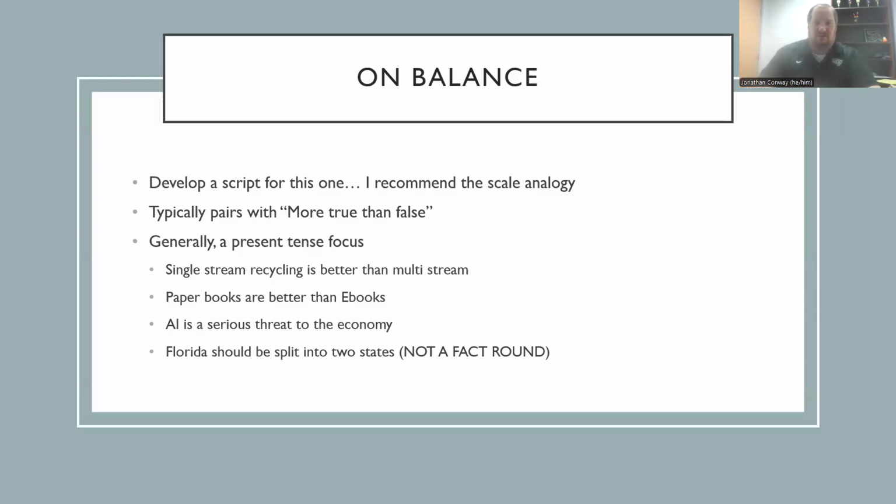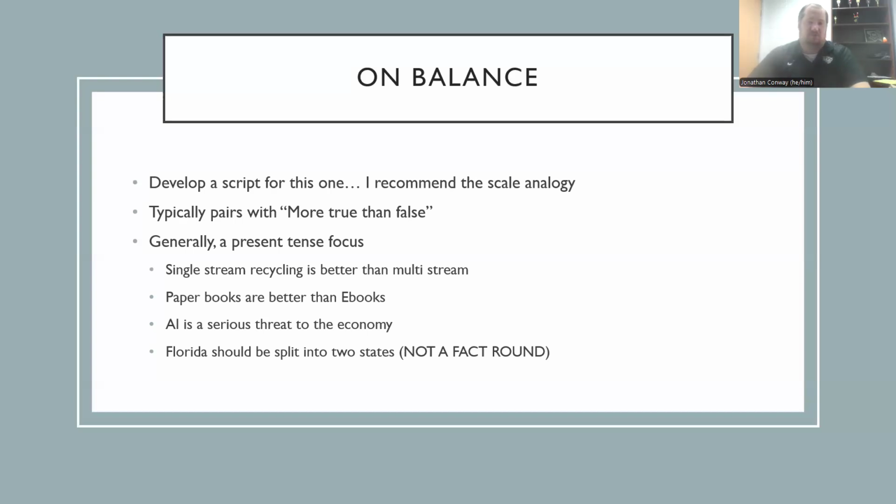Usually in a fact round, if you're looking at a present tense fact resolution, on balance, paired with more true than false is the way to go. Is this a true statement? On balance says basically in most cases. So some people will try to get picky if the resolution says is, and then they'll have like a definition of is that suggests that it means in every instance. On balance sort of takes us out of that and says in most cases, on balance, this is more true than false. So you can't have just one instance proving something true and having it wipe out the entire other side.